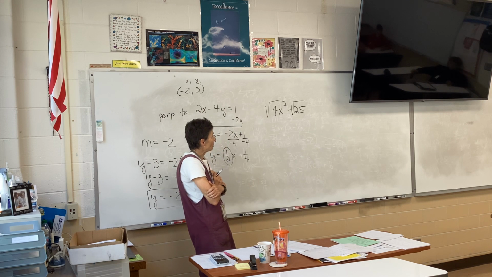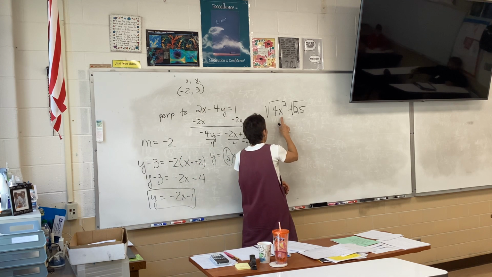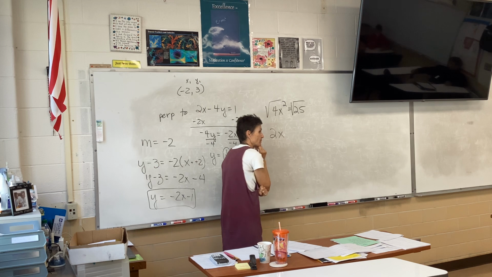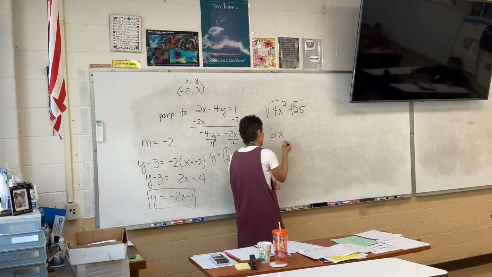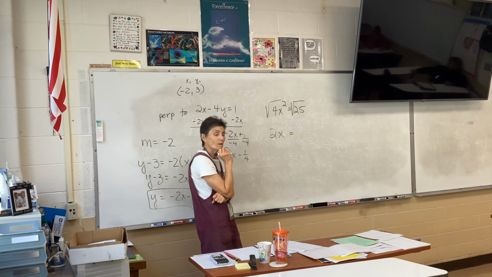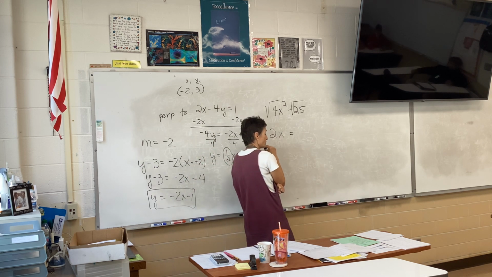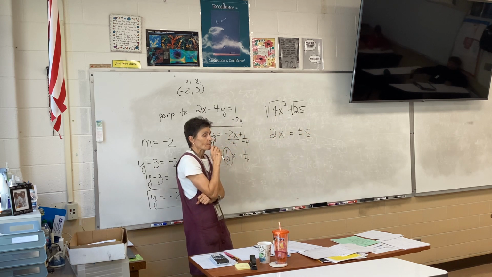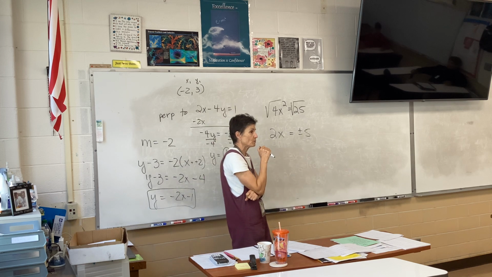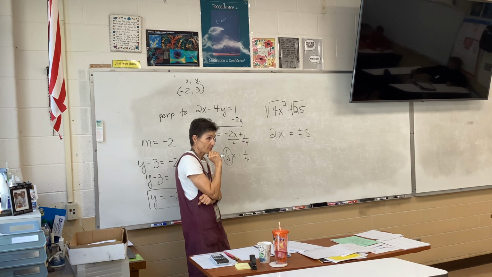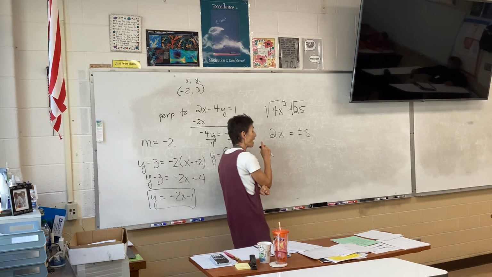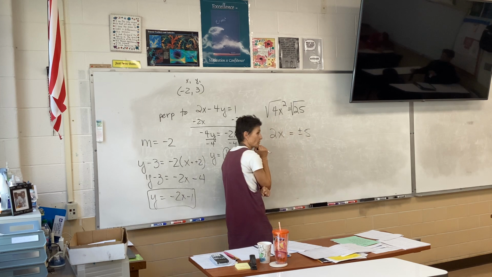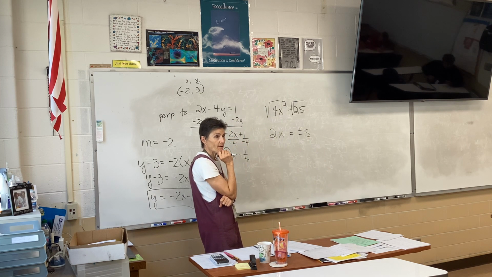What do we get when we square root 4x squared? 2x. Very, very good. We get 2x. What do we get when we square root 25? This is where things get a little tricky. It's actually plus or minus 5. 25 has 2 square roots, positive 5 and negative 5. So when we do this, we have to put a plus or minus on one side or the other, and I usually put it with the regular number.